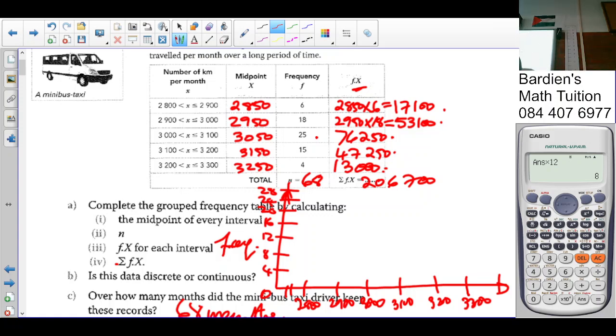So the first category, from 2,800 to 2,900, has a frequency of 6. So if that is 4, 6 is in the middle of that, not so? There we go.